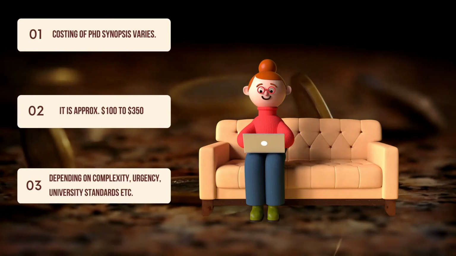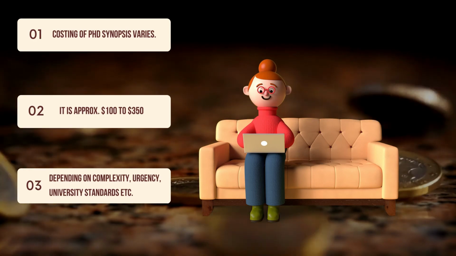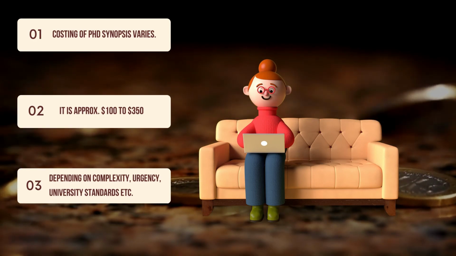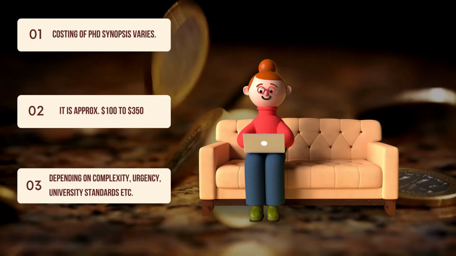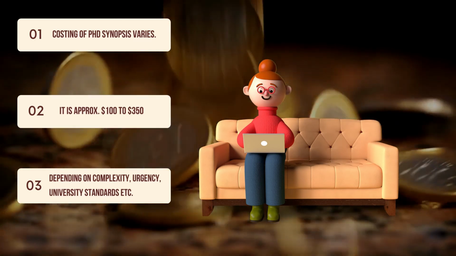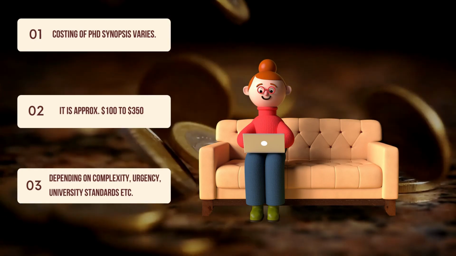How much does it cost to write a PhD synopsis? The cost of a PhD synopsis varies. It is approximately $100 to $350 depending on complexity, urgency, university standards, etc.